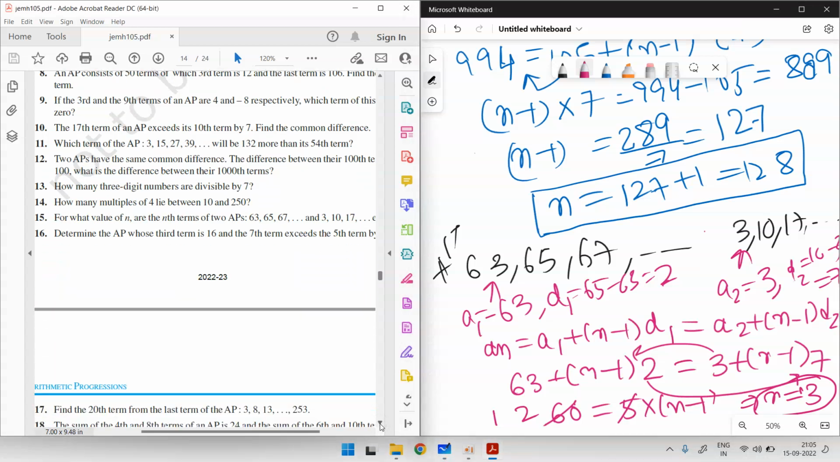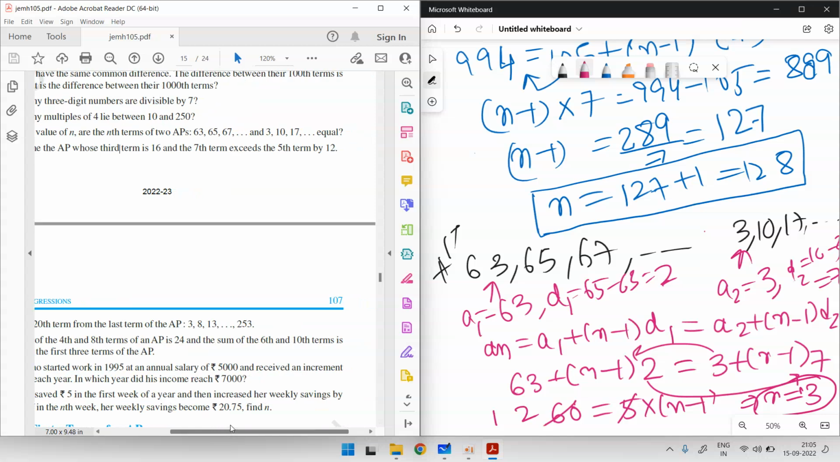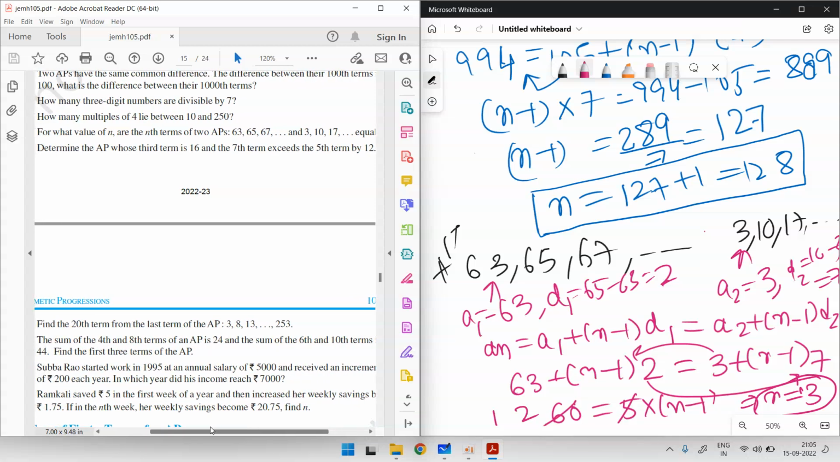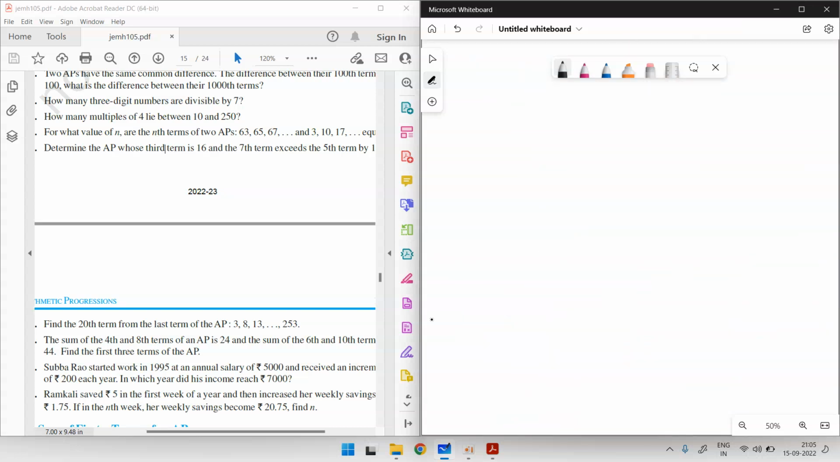Now what is 16? 16 is: determine the AP whose third term is 16 and 7th term exceeds the 5th term by 12. This is again the same thing. It is given that the third term is this, so I will directly write it, because this will be a linear equation in two variables. So assume the terms are a, a plus d, a plus 2d, where d is the common difference.